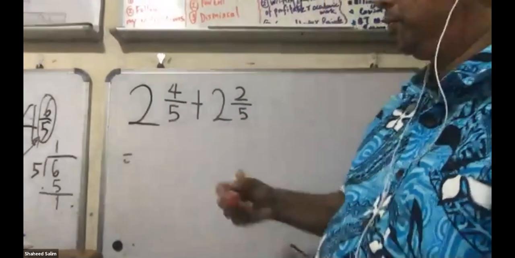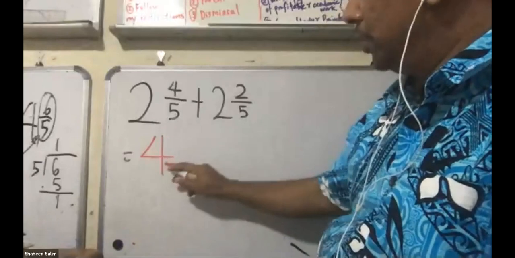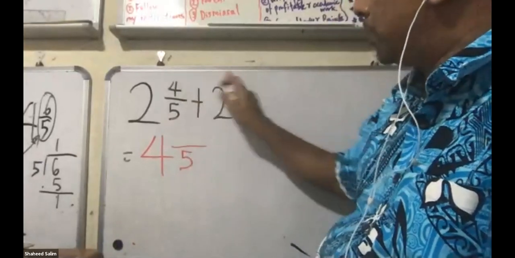Okay, here we go. Raidi, 2 plus 2 plus 2 is 4. Now down here, the denominator is the same. Good. We don't need to change the denominator. 4 plus 2.